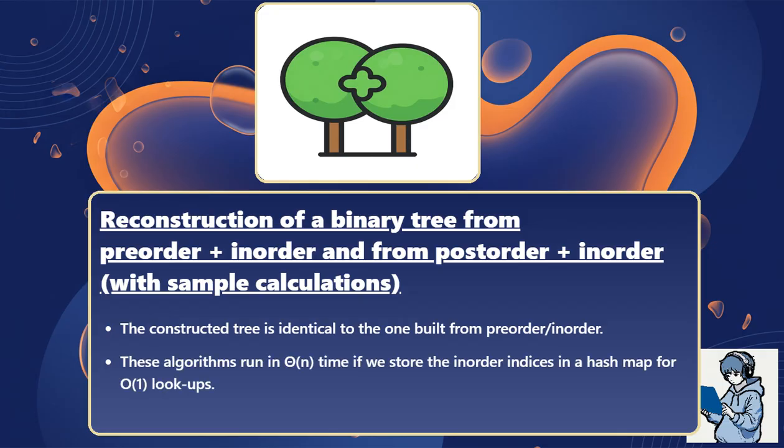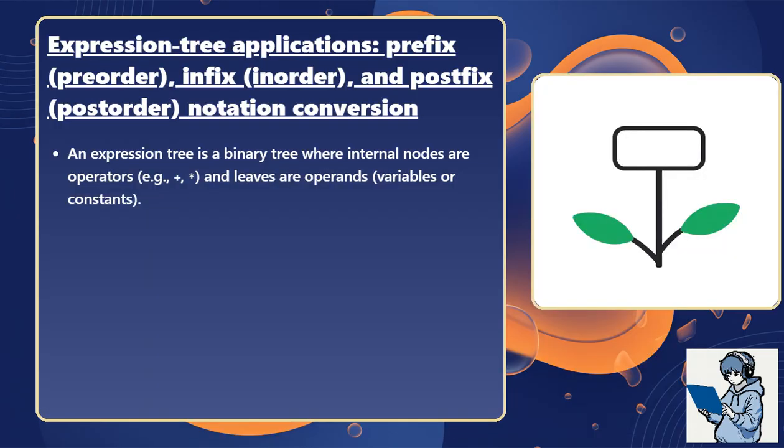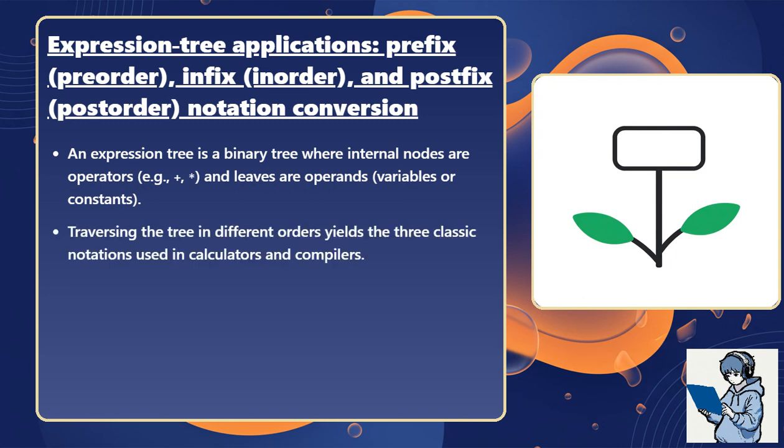These algorithms run in Θ(n) time if we store the inorder indices in a hash map for O(1) lookups. An expression tree is a binary tree where internal nodes are operators such as plus or times, and leaves are operands, variables or constants. Traversing the tree in different orders yields the 3 classic notations used in calculators and compilers.